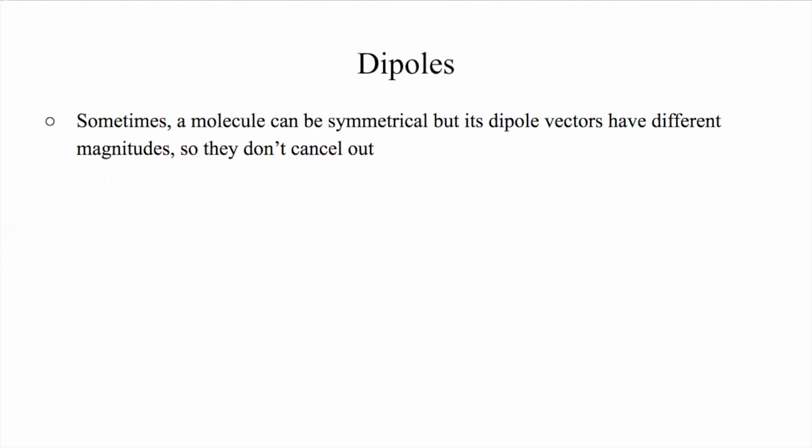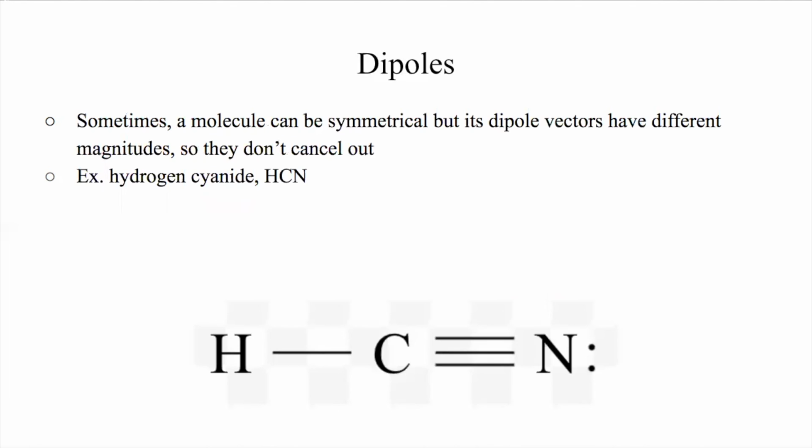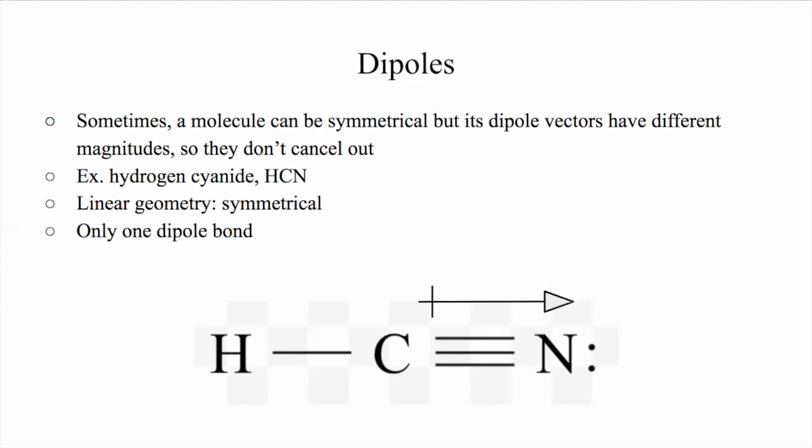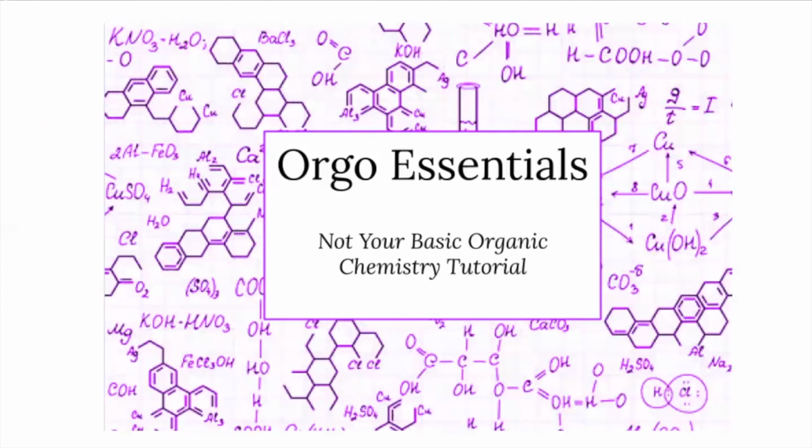Sometimes, though a molecule has a symmetrical molecular geometry, its individual dipole bonds have different magnitudes, resulting in a dipole moment. For example, here is the Lewis structure for hydrogen cyanide, HCN. As we know, this molecule is linear, which is symmetrical. However, we only have one dipole bond, a small one between the carbon and the nitrogen atom, drawn like this. There is no dipole bond between the hydrogen and carbon to cancel this out, so the molecule will have a dipole moment.